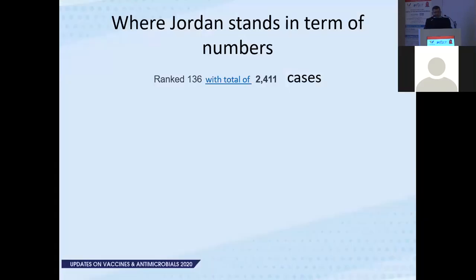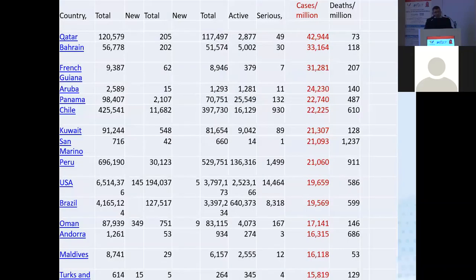In terms of the number of cases in Jordan, we are ranked 136 with 2,411 cases until yesterday. If we look at the number of cases per million subjects, for example in Qatar, whose population is maybe around 2 million, they have 42,944 cases per million. I think this is the most important thing that we need to show in the media, globally: the distribution of the disease per country. It's not important for me to know that we have 2,400 cases in Jordan. I need to know the number of cases per million and compare it to other countries.